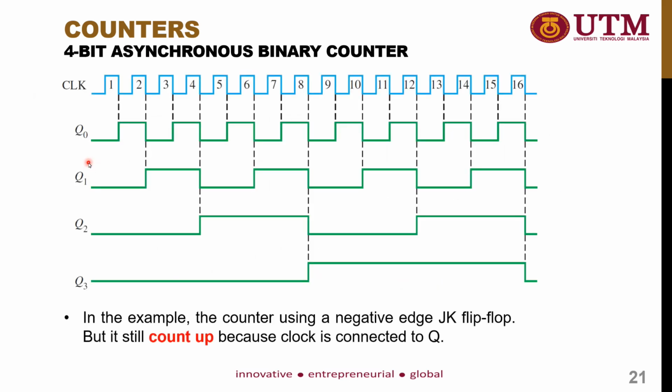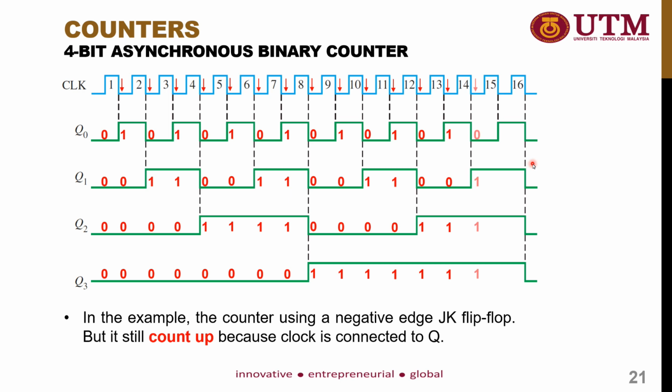So this is the timing diagram of the 4-bit asynchronous binary counter. In the example, the counter uses a negative edge, but it still counts up because it is connected to the Q. So you see here, the counting sequence is still the same, where it will count at each clock pulse, but this time the changes of the counter will occur at the negative edge of each clock pulse.